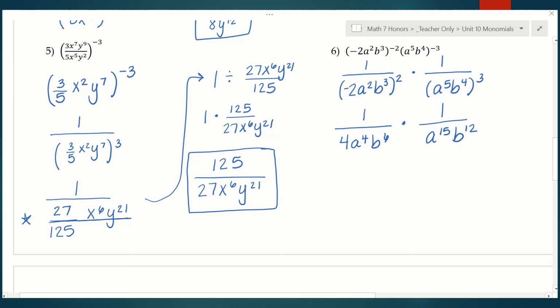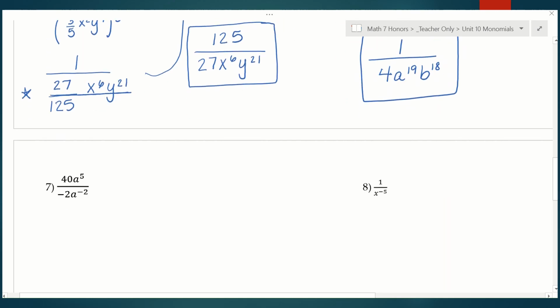On the top, 1 times 1 is 1. On the bottom, 4 times 1 is 4, and then a to the 4th times a to the 15th is a to the 19th, and b to the 6th times b to the 12th is b to the 18th. And I'm done.